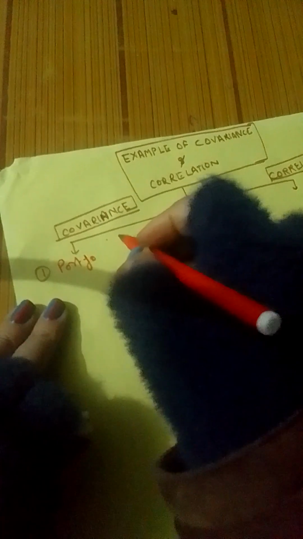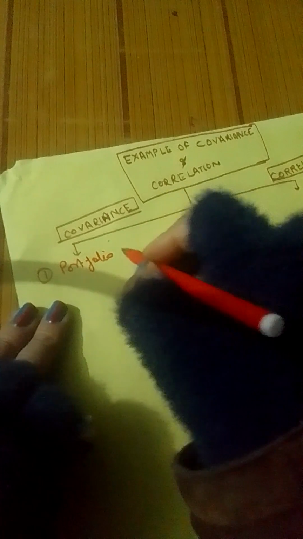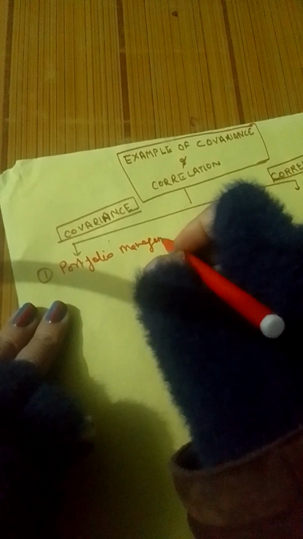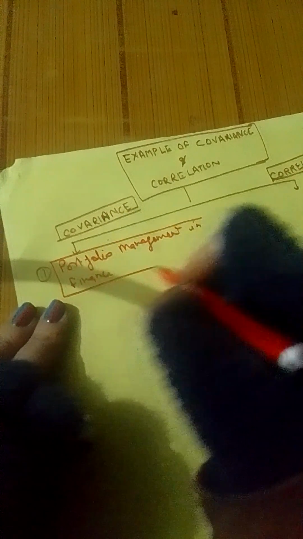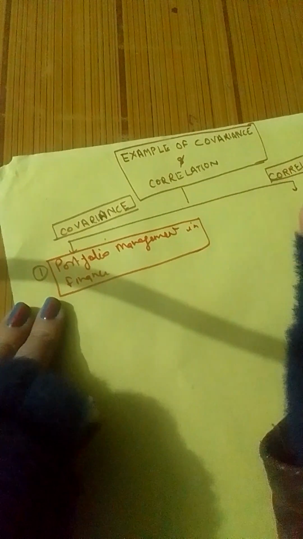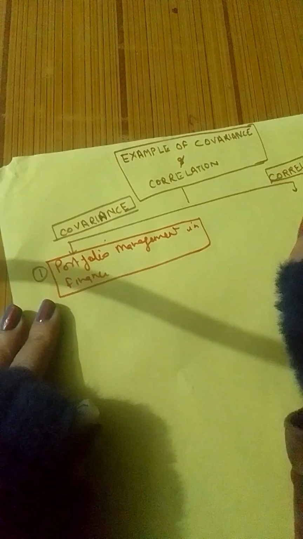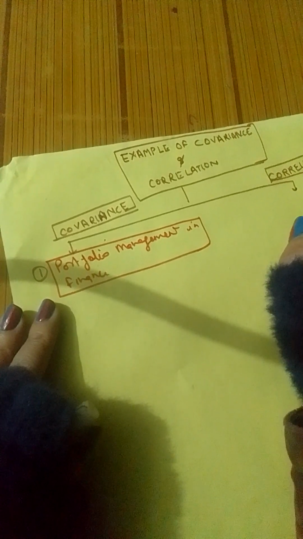So number one real time example of covariance is in portfolio management in finance. Portfolio management in finance, we use covariance and correlation. Fine. And in model assessment also, in data science, we use covariance and correlation. Very important topics these are in statistics.